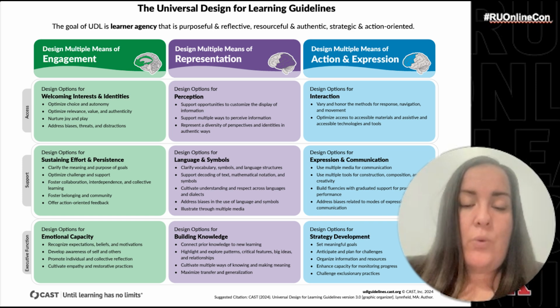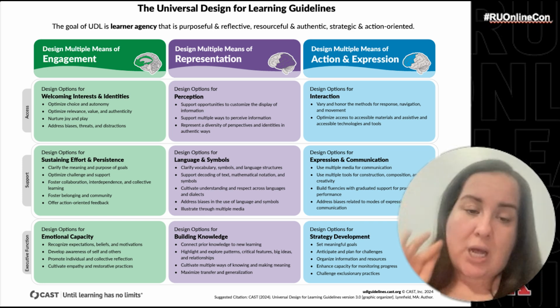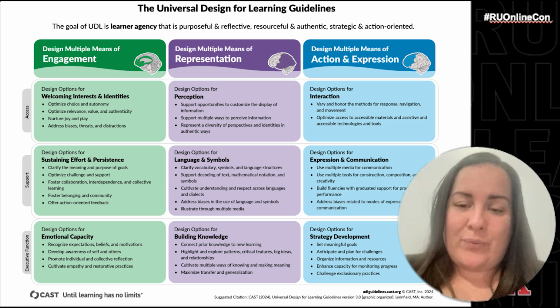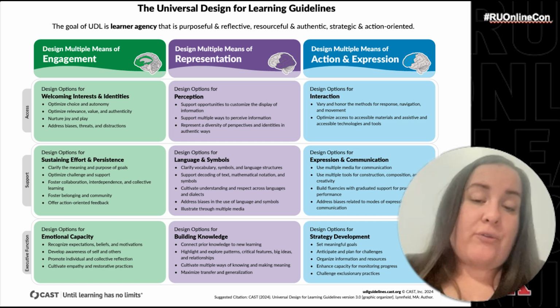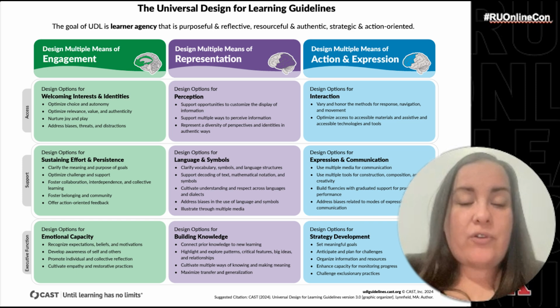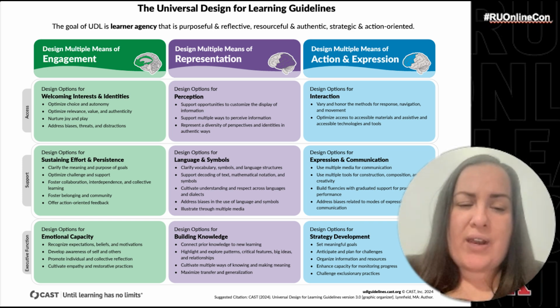With engagement, we want to design options for welcoming interests and identities. This can include optimizing choice and autonomy, addressing biases, and nurturing joy and play in the educational arena. We want to design options for sustaining effort and persistence, which can include fostering collaboration, collective learning, offering action-oriented feedback, and fostering community. And for the executive function of our learners, we want to design options for emotional capacity. This can include promoting collective and individual reflection and cultivating empathetic practices.